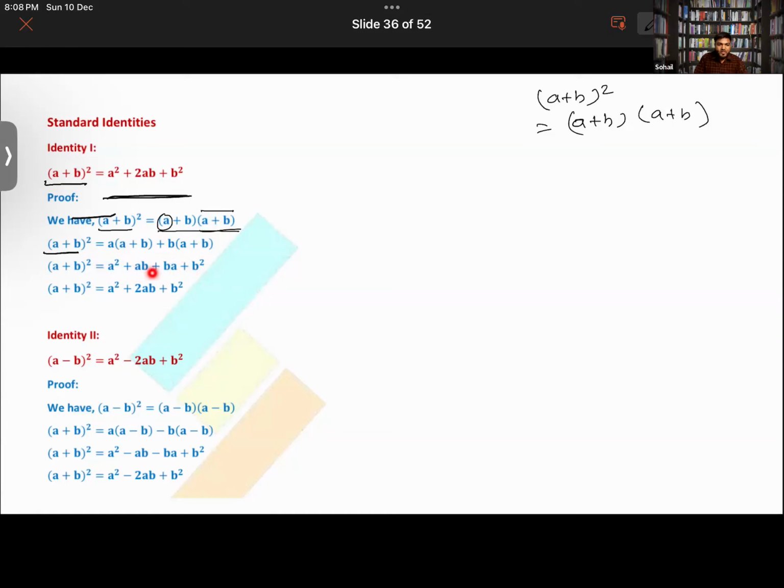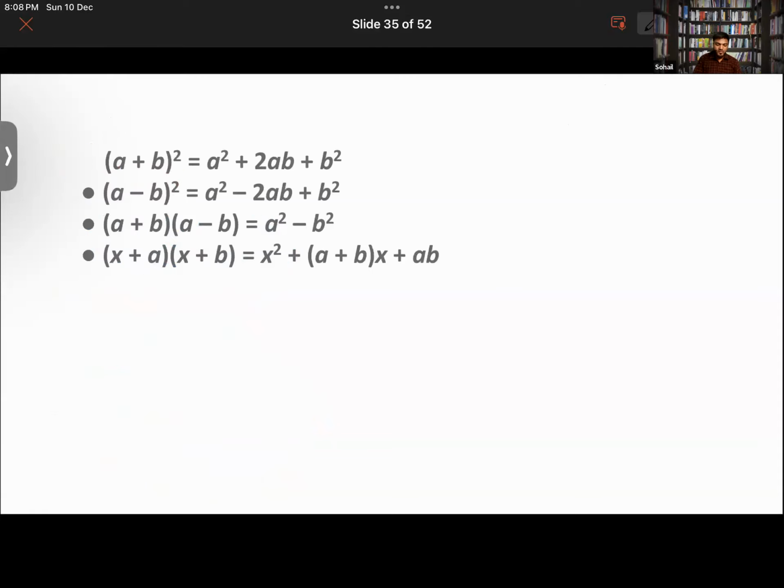So AB plus BA, both are like terms or not? AB and BA, they are like terms. So they are simply 2AB, because BA I can write as AB. It's the same thing. So haven't I proved actually that A plus B whole square is equal to A square plus 2AB plus B square? Anyone having any doubt in this one? Okay, similarly prove this one also.